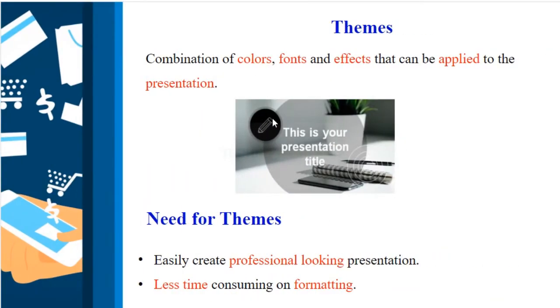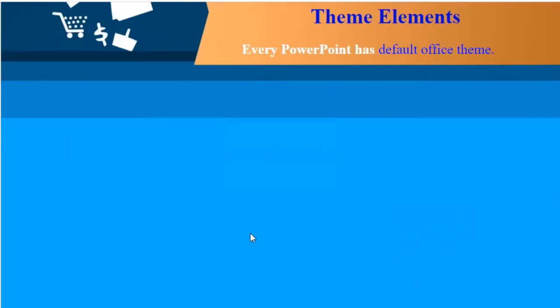So here, themes. A theme is a set of colors, fonts, effects and more that can be applied to your entire presentation. Applying themes gives your presentation a professional look. You have already been using a theme. It's the default Office theme. See this one? Yes. So it contains a white background, a Calibri font and black text. Themes can be applied or changed at any time.